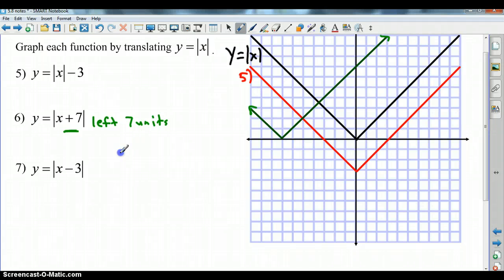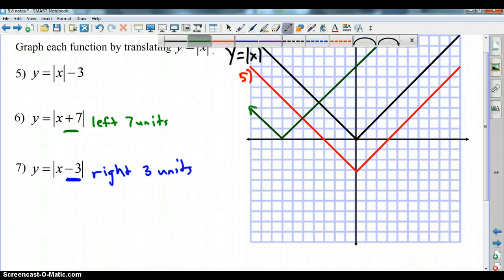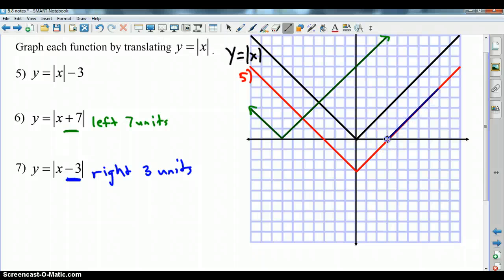Okay, and then the last one for us to look at, y equals the absolute value of x minus 3. That minus 3 right there is moving us right 3 units. So I'll grab my line tool here, and that'll work. And so I start back at the original, and I move right 3. You can see we're going to have some overlap on that side of the graph. Over here, it'll be a different story. But our graph should look something like that.